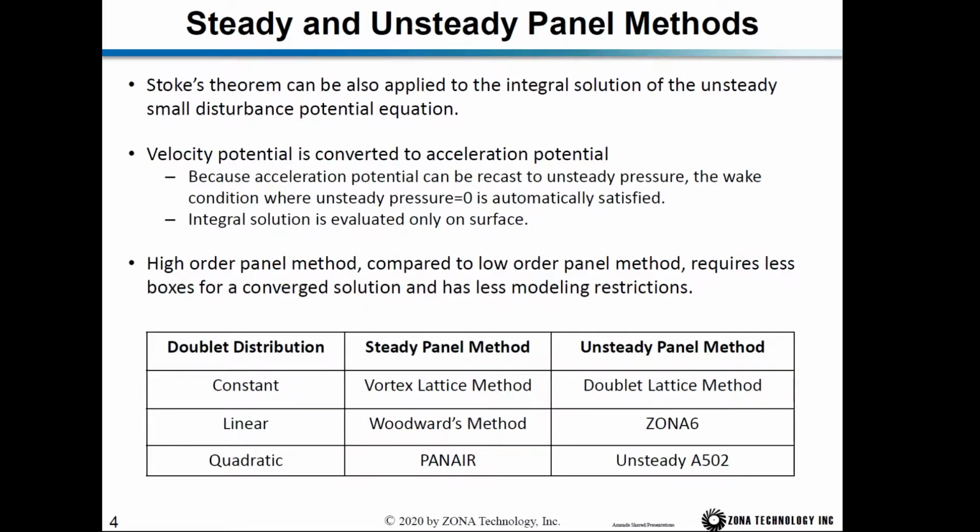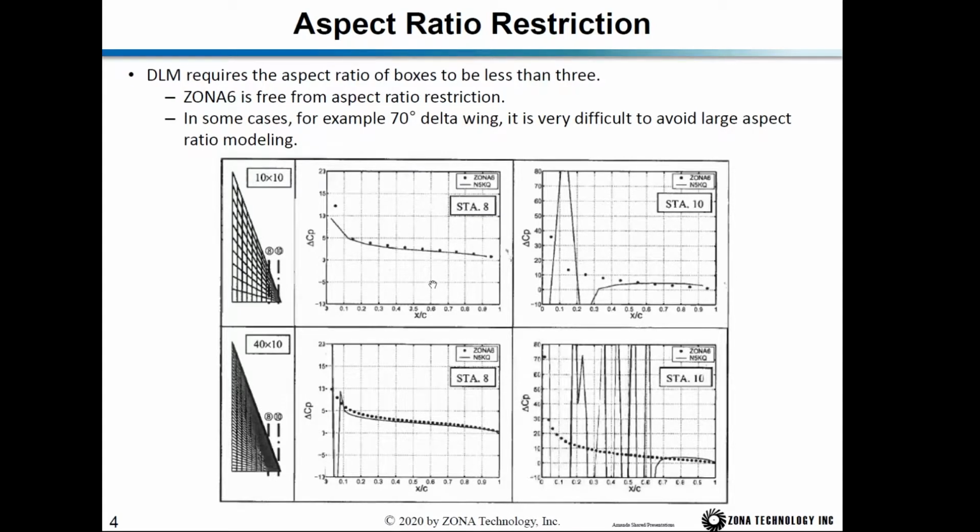Okay, so if we look at a 70-degree delta wing, and we cut the wing into a 10 by 10 box model, because the DLM requires the aspect ratio of the box to be less than 3, and ZONA6 is free from this aspect ratio restriction, because ZONA6 is a higher order panel method. Okay, so if you plot the CP along station 8 from ZONA6 and the doublet lattice, both CPs are pretty smooth. But if you plot CP along the wing tip, the doublet lattice method becomes zigzag, whereas the ZONA6 CP is still smooth.